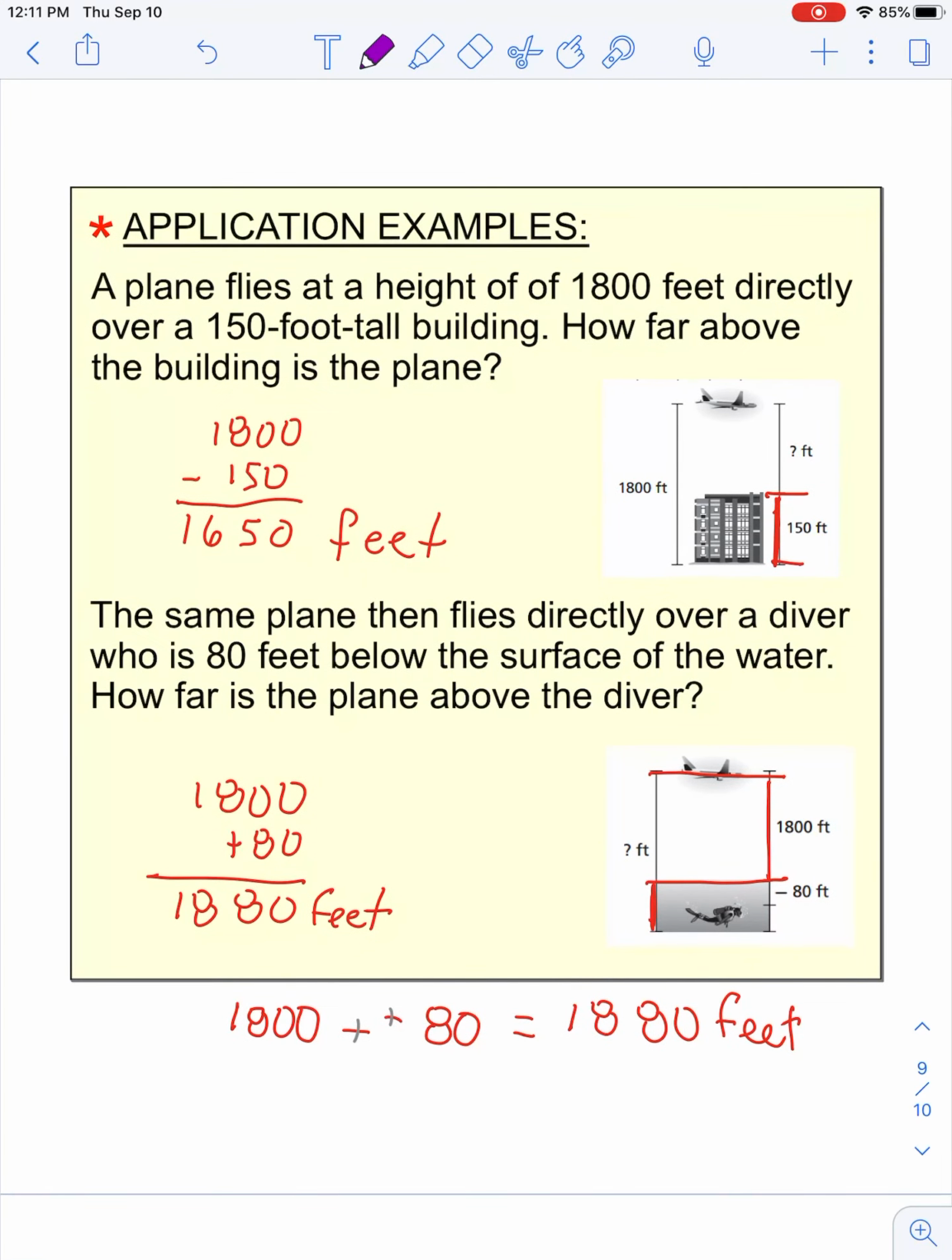Okay, when the plane is flying 1,800 feet above the 100-foot tall building, how far is it above that actual building? Well, we take the 1,800 feet and we subtract the height of the building to get 1,650 feet. Now, that same plane flying above somebody that's under the surface of the water, we've got that 1,800 feet above the water, and then the diver 80 feet below that, so we're going to be actually adding that 80 feet, or we're going to take away that negative. And that is the end of our basic skills day 1.